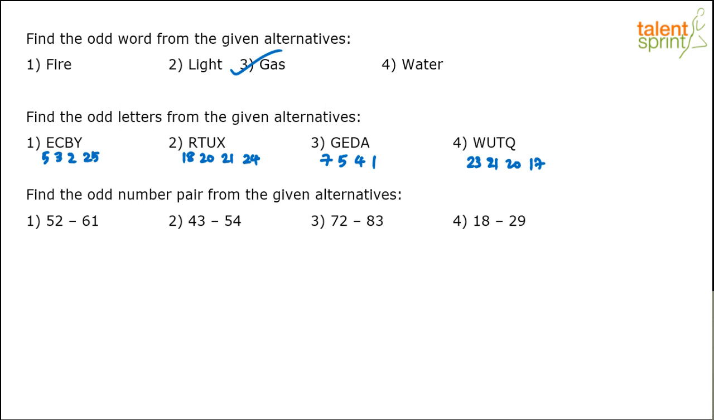So if you observe, one simple observation is the difference between the numerical positions of the first 2 letters is always 2. 5 minus 3 is 2. 18 difference 20 is 2. 7 difference 5 is 2. 23 difference 21 is 2. Of course, RTUX is the one where it's minus 2 basically. 5 minus 3 is 2. 18 minus 20 is minus 2. 7 minus 5 is 2. 23 minus 21 is 2. So that way, if you see, RTUX looks to be the odd one.